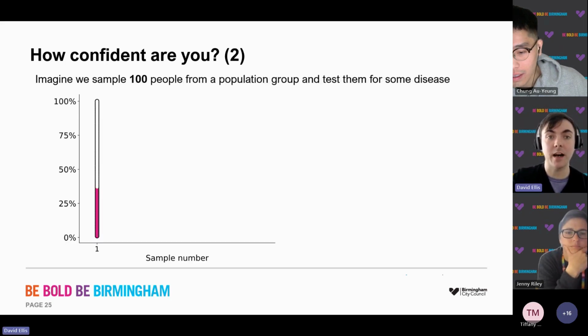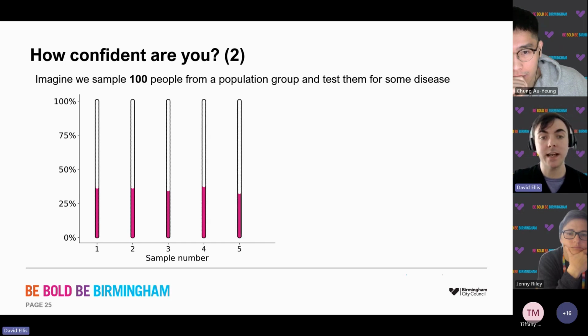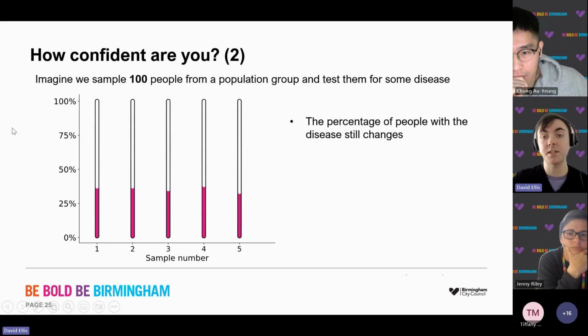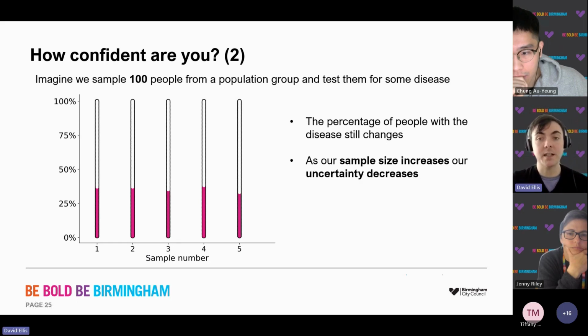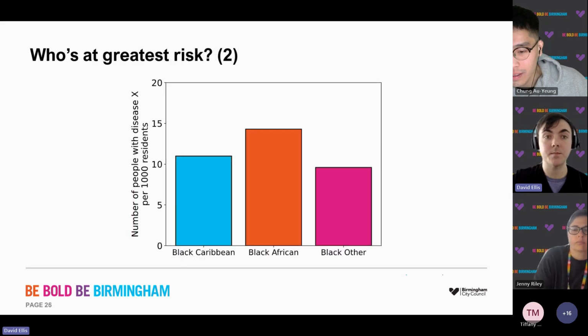Let's imagine another example of having 100 people with the same disease rate, and we repeat our measurement. And we see now that the percentage still changes every single time we measure. But since our sample size has increased so much, the uncertainty has decreased. There's much less variation in the percentage. But it's important to note that this uncertainty will never be zero. There will always be an inherent uncertainty in this measurement, in this percentage of people with the disease.